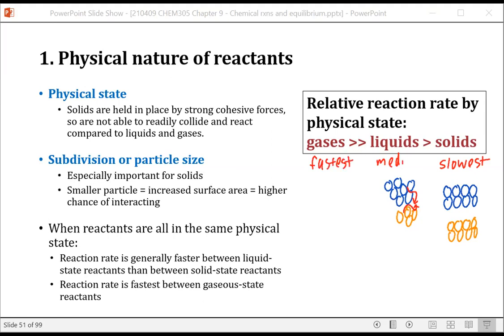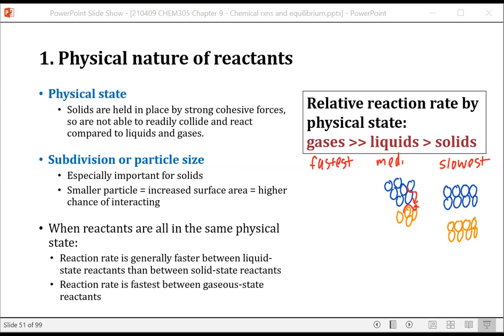So the physical state, whether something's a solid, a liquid, or a gas, will impact the reaction rate. Physical states that have a higher degree of cohesive forces, like solids, have slower reaction rates compared to reactants in physical states that are dominated by disruptive or kinetic energy forces like gases, and then liquids are kind of in the middle.